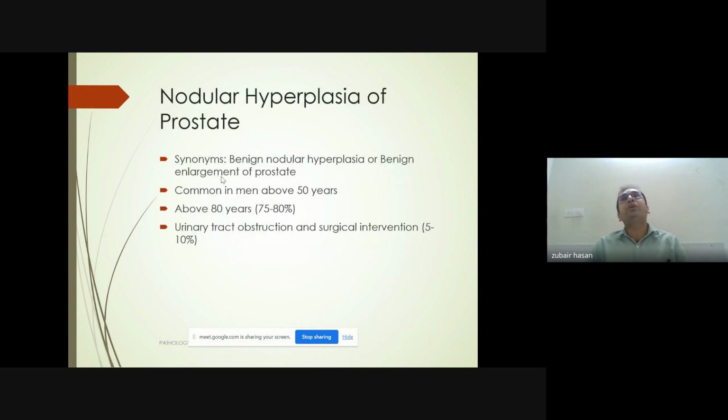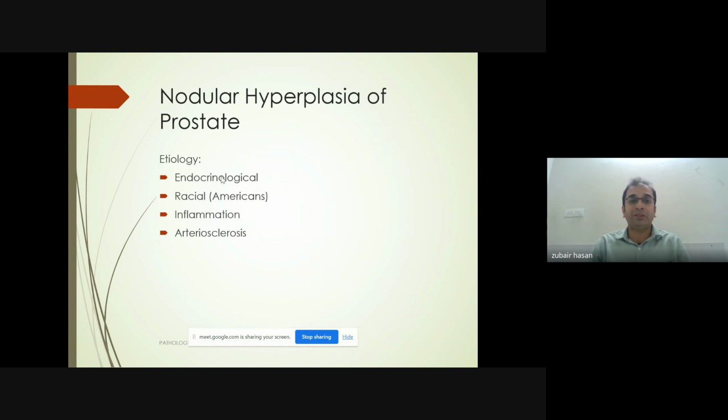Now coming to a very important and very common condition, common in men above 50 years of age, usually presenting with incomplete evacuation of bladder, a sense of fullness even after evacuation. We're talking about a condition called benign nodular hyperplasia or adenomyomatous hyperplasia of prostate. Above the age of 80 years, 75 to 80% of the people are suffering from the symptoms of urinary tract obstruction. Surgical intervention is required in about 5 to 10%.